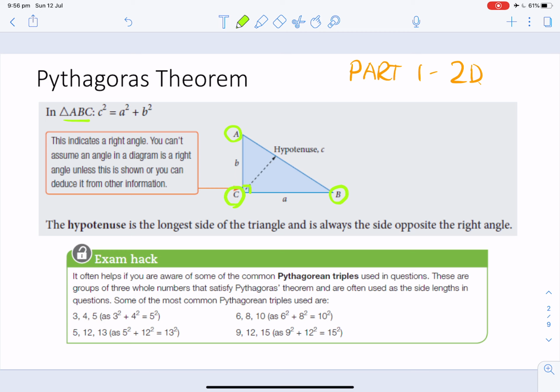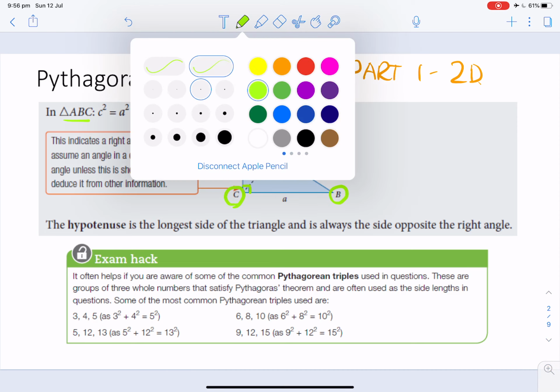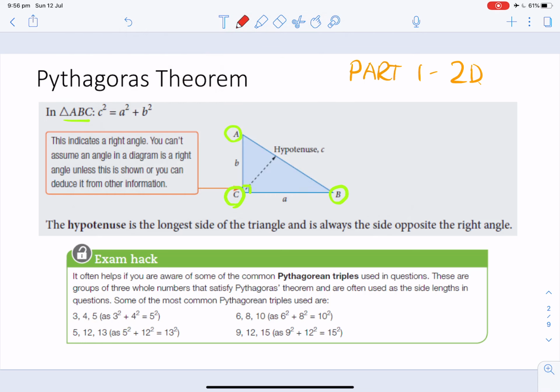So we have our three sides, A, B, and C. I'm going to change colours because the green's not very dark there. That's better. So our formula that we're going to be using all through this is C squared equals A squared plus B squared. And from that, you need to have a C, an A, and a B. Now, the C is always the longest side, or the hypotenuse. The hypotenuse is the longest side of the triangle and is always opposite the right angle.